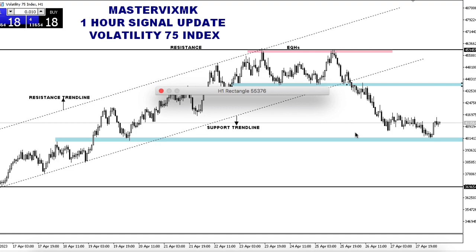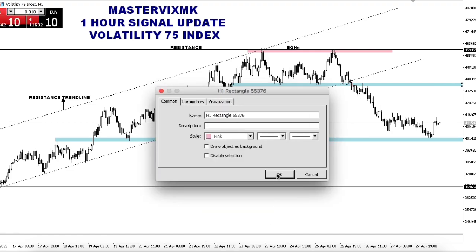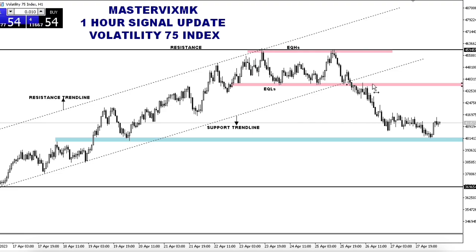So this is how trading is, guys. We make it look easy. Once your support has been broken, you may change the color to pink to know that in that area is where you're looking for sells. So this is how I manage and I reanalyze things.